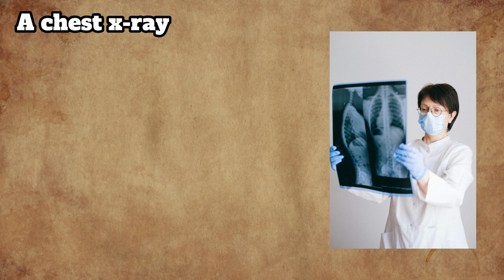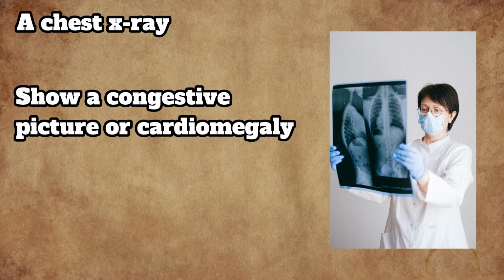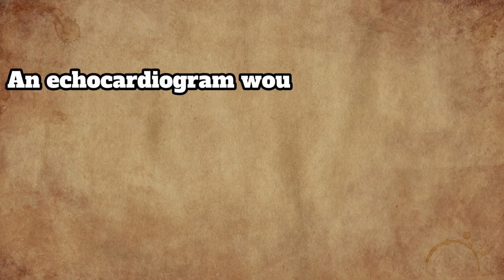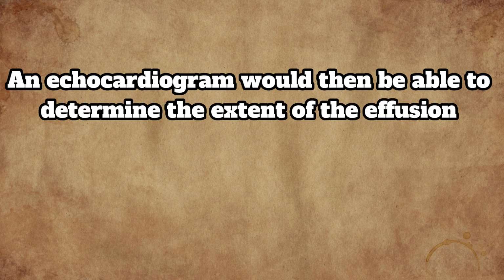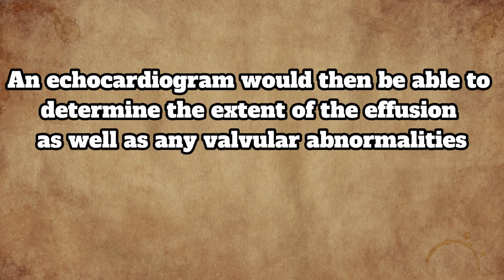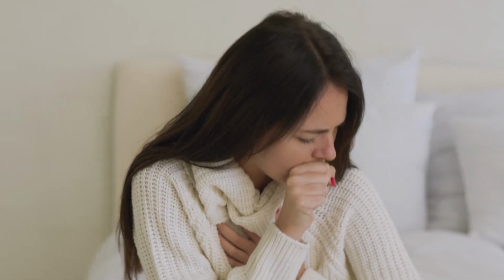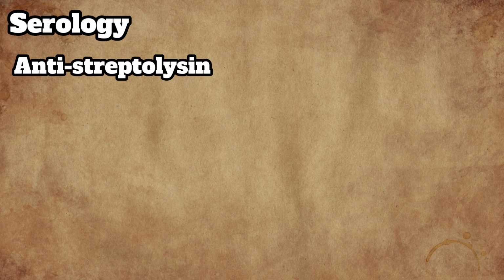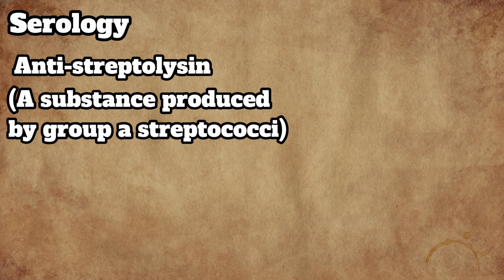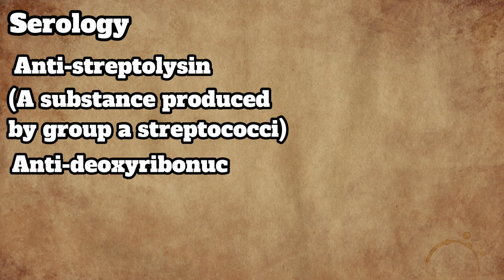A chest X-ray may show a congestive picture of cardiomegaly, which may be suggestive of pericardial effusion. An echocardiogram would then be able to determine the extent of the effusion as well as any valvular abnormalities. A throat culture is also sent, but it is frequently negative, demonstrating the condition's post-infectious nature. Serology. In the acute setting, anti-streptolysin O, a substance produced by group A streptococci, and anti-deoxyribonuclease B antibodies may be looked for. How is rheumatic fever treated?